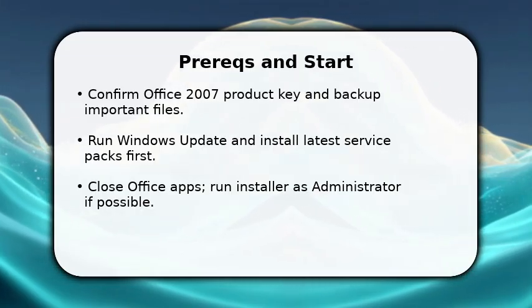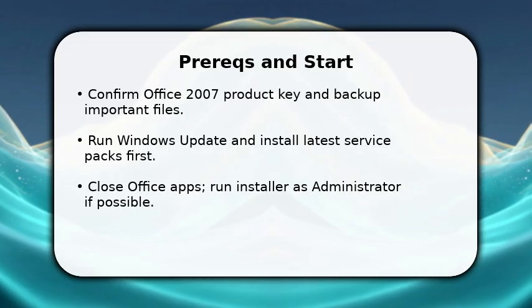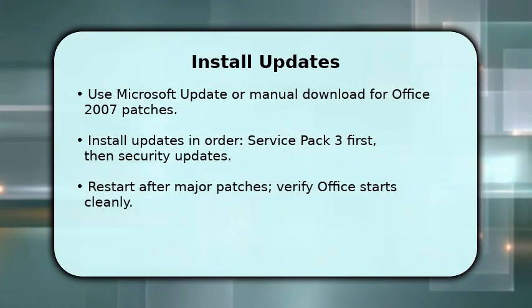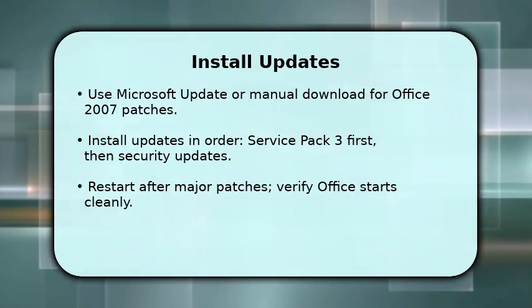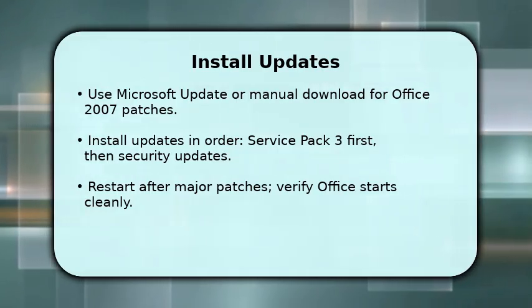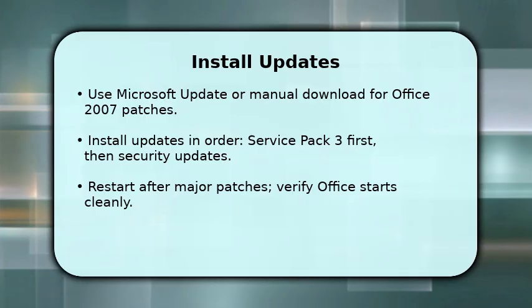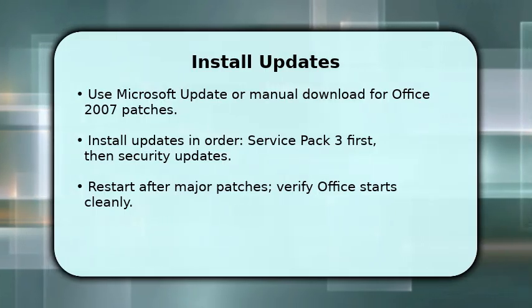You now handle the core update process. If Microsoft Update supports Office 2007 on your system, use it to fetch Service Pack 3 and subsequent security patches. Otherwise, manually download SP3 first, then apply security rollups.